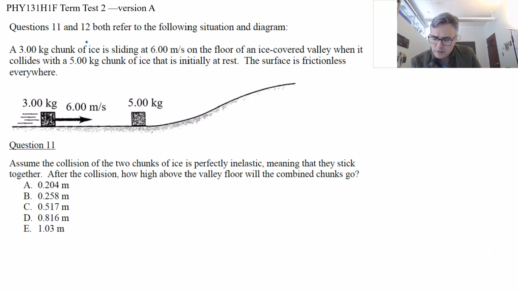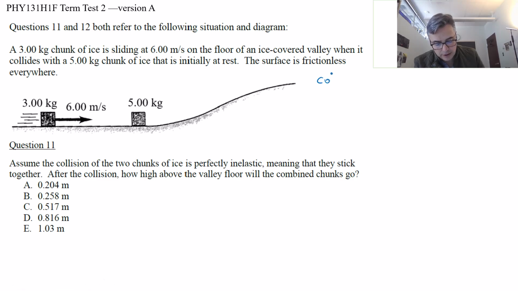Okay, it says that questions 11 and 12 both refer to the following situation and diagram. A 3 kilogram chunk of ice is sliding at 6 meters per second on the floor of an ice-covered valley when it collides with a 5 kilogram chunk of ice that is initially at rest. The surface is frictionless everywhere. Question 11. Assume the collision of the two chunks of ice is perfectly inelastic, meaning that they stick together. After the collision, how high above the valley floor will the combined chunks go?